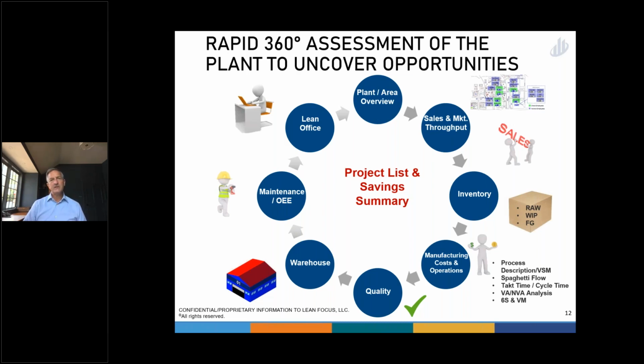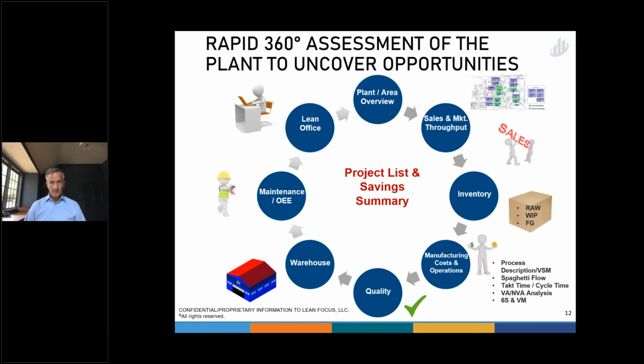We look at the sales and marketing throughput side of things because we find in a lot of cases that, let's say, on-time delivery is an issue that is important and you want to address in your plant. Well, how much of your delivery time is being consumed by getting a product through sales, marketing, and into the system, so it can be planned and executed?